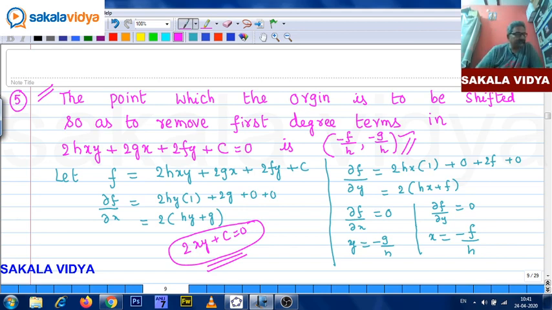Right. Yes, in general, basically use this formula, but we can derive the formula using partial differentiation itself only. Partial differentiation is very easy method. Very easy method.